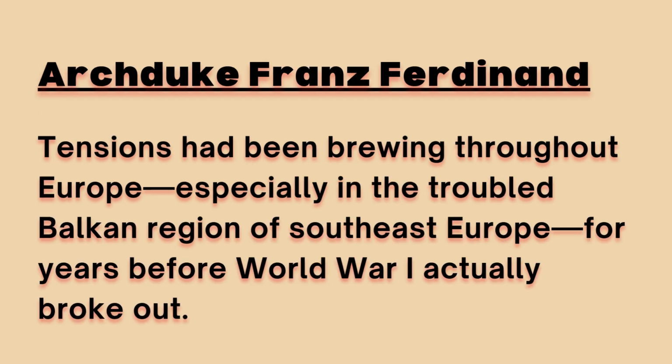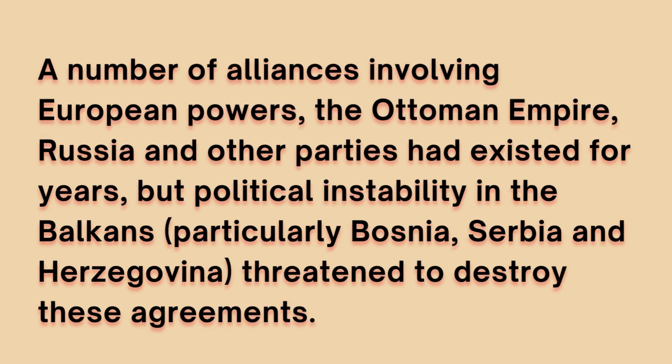Archduke Franz Ferdinand. Tensions had been brewing throughout Europe, especially in the troubled Balkan region of Southeast Europe, for years before World War I actually broke out. A number of alliances involving European powers, the Ottoman Empire, Russia and other parties had existed for years, but political instability in the Balkans, particularly Bosnia, Serbia and Herzegovina, threatened to destroy these agreements.